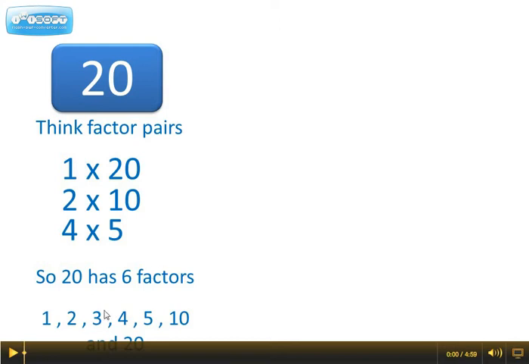In fact, that's a mistake there. That's not even meant to have 3 in it, so please ignore that 3. It's just meant to be 1, 2, 4, 5, 10 and 20, the numbers you can see there.